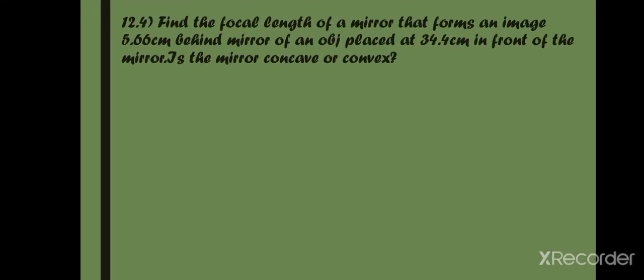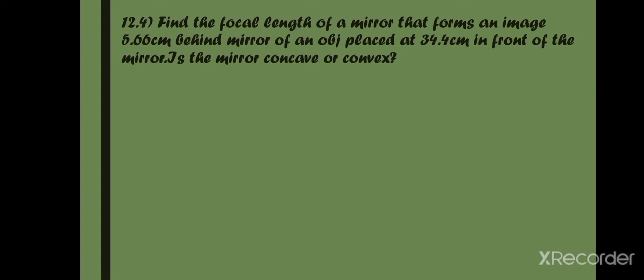12.4. Find the focal length of a mirror that forms an image 5.66 cm behind the mirror of an object placed at 34.4 cm in front of the mirror. Is the mirror concave or convex? First of all, you have to find out the focal length of a mirror which forms an image. 5.66 is q. Object placed at 34.4 is p, in front of the mirror.